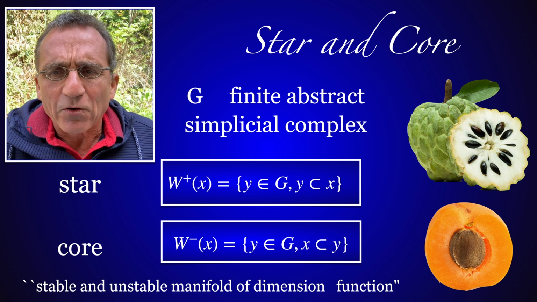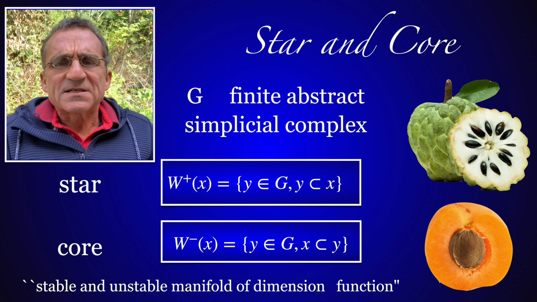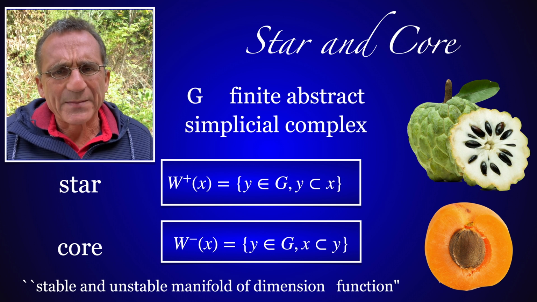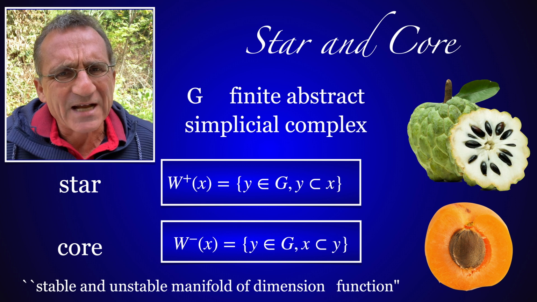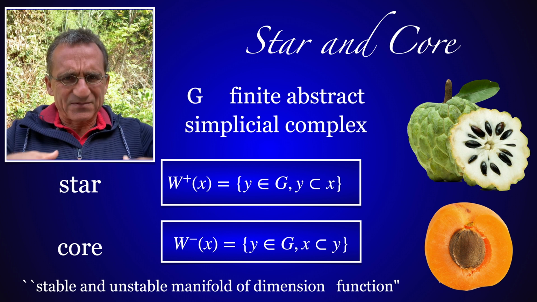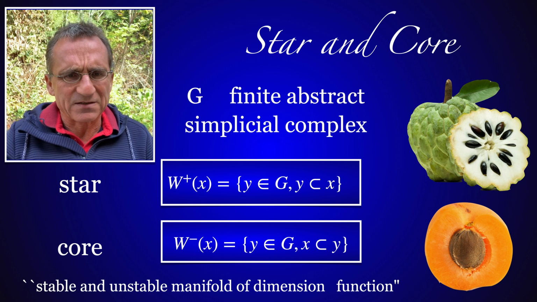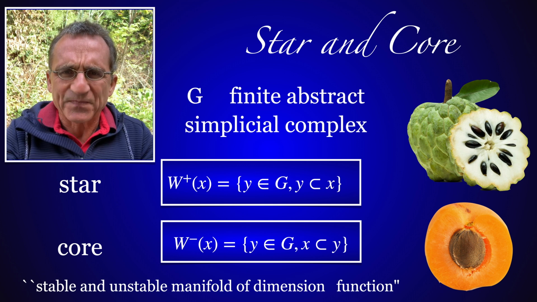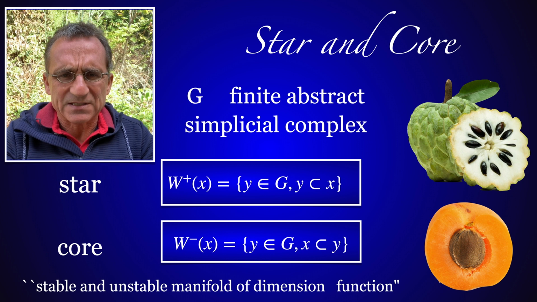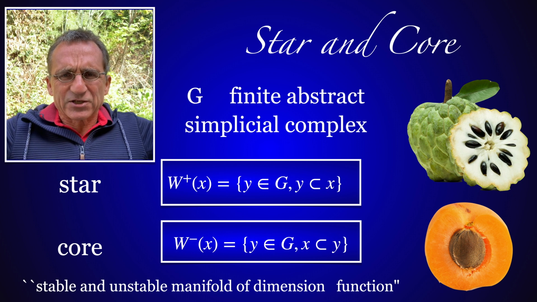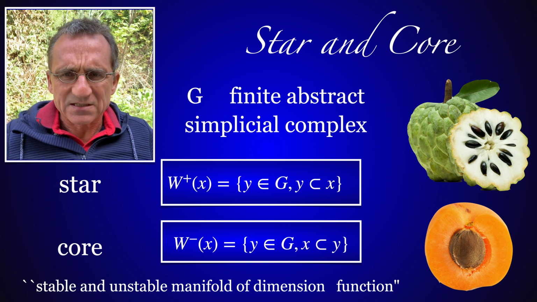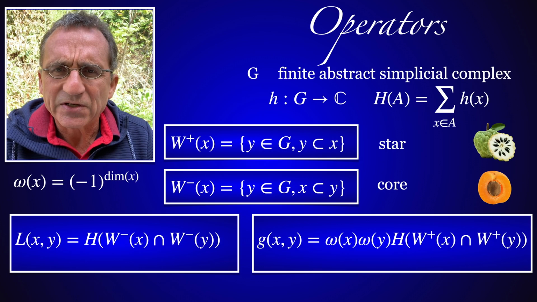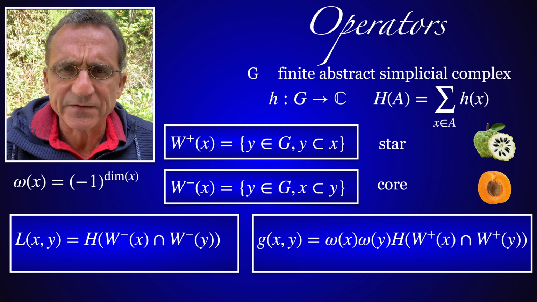The star and the core of a point can be thought of as stable and unstable manifolds with respect to the gradient flow given by the dimension functional. They are also very natural notions, so they are just defined in the simplicial complex. If you have all sets which are contained in a given set, this is the core, and all the sets which contain a given set, this is the star. So it's a very natural thing, and then we can define matrices with them.